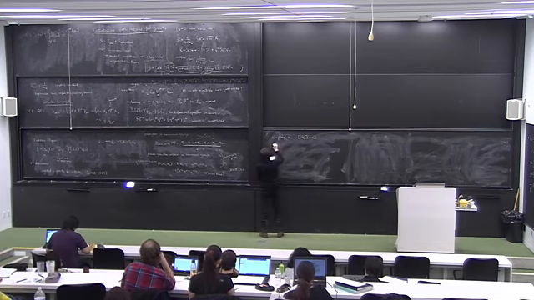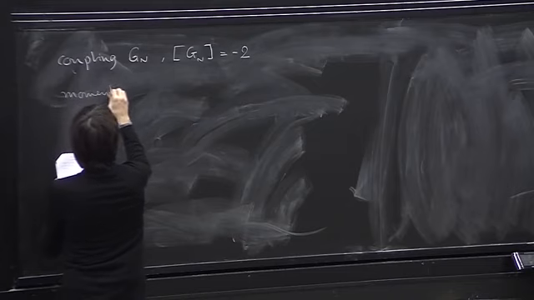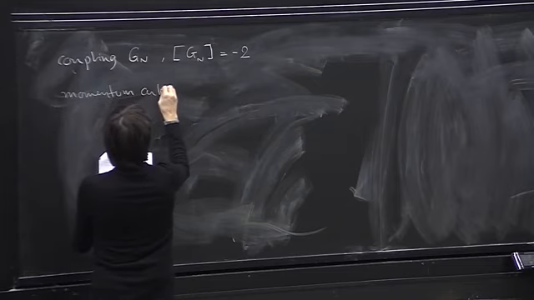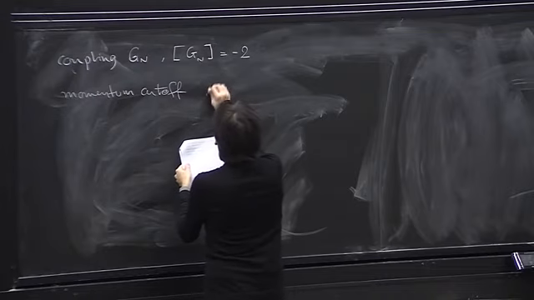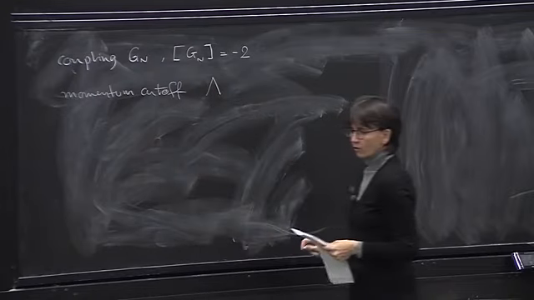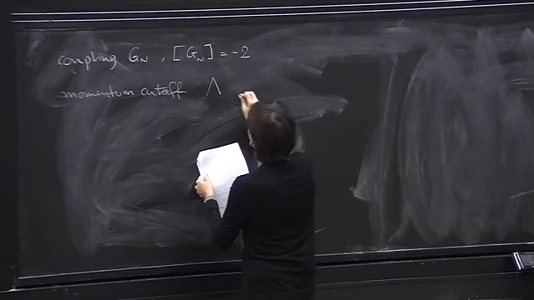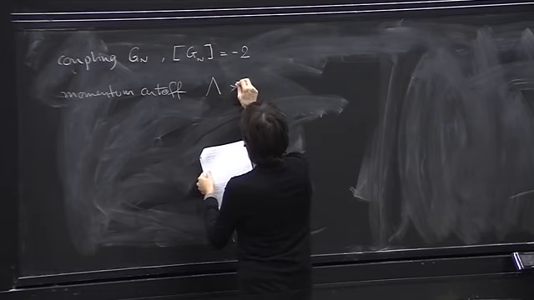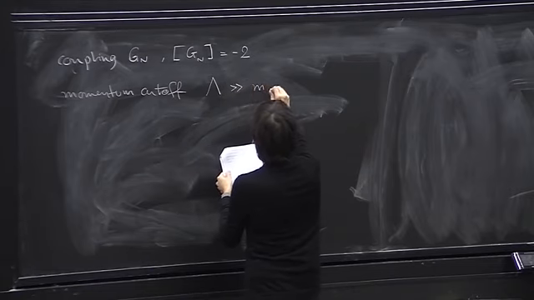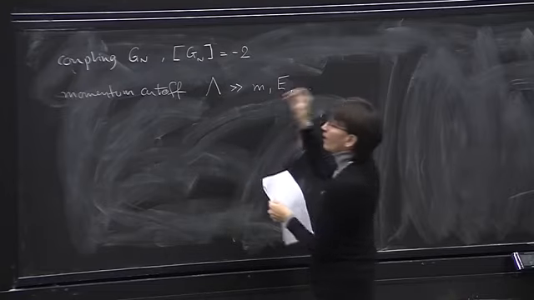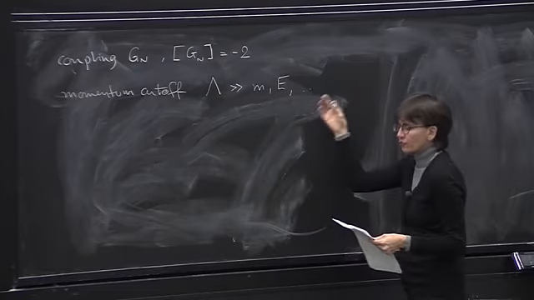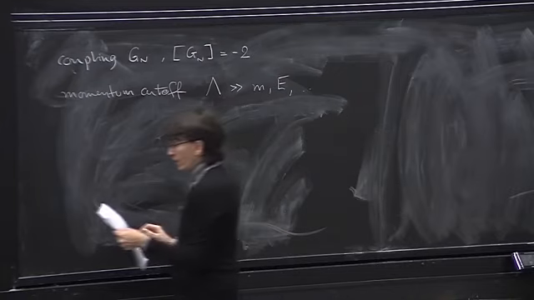So a momentum cutoff is introduced, which I call capital lambda, and it should be much bigger than the relevant physical energies present in the system I'm interested in.